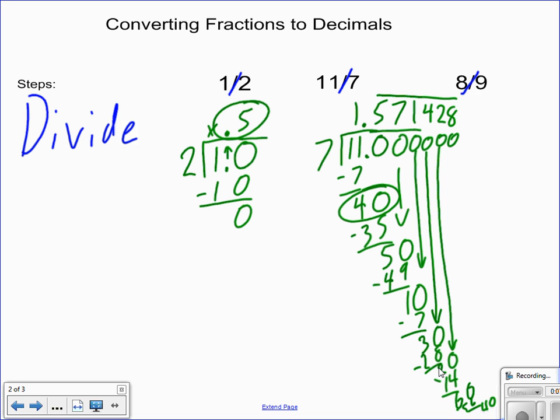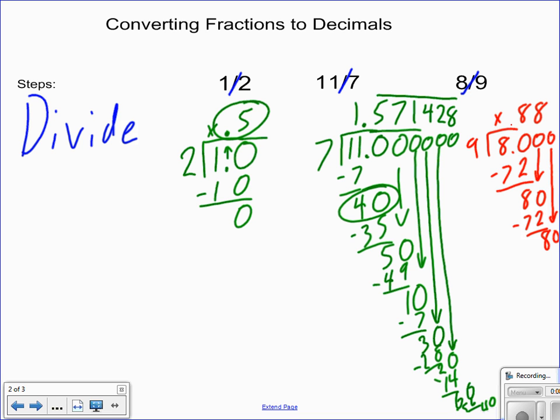My next fraction I know is going to be repeating as well, but it's not going to take quite as long. 8 divided by 9. 9 doesn't go into 8. I like to put an X up there. You put a 0. 9 goes into 80 8 times, minus 72. 80 minus 72 is 8. When I add a 0 right now, I get 80 again. 9 is going to go into 80 8 times. Minus that 72, I'm going to get 8 again. This one is a lot easier. It's just 8 repeating over and over again.